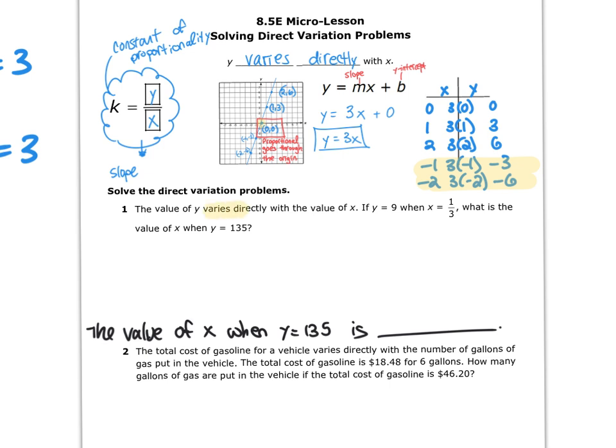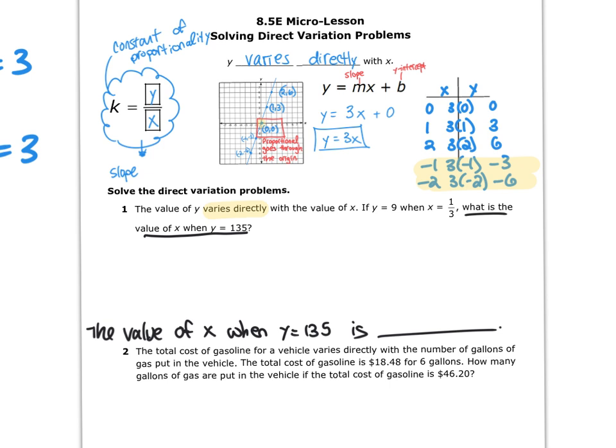Now let me go back and highlight a couple of things. I'm going to highlight this: varies directly. That's important academic vocabulary here. Let me underline the question: what is the value of x when y equals 135? And now I think I'm ready to solve this. I'm going to use the table. Remember we used a table earlier right there? I'm going to use that again to solve this problem.